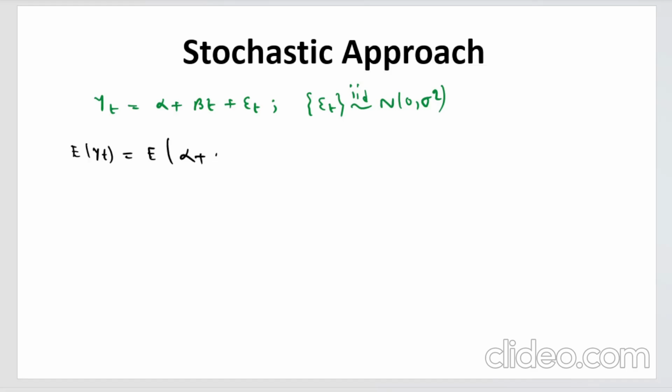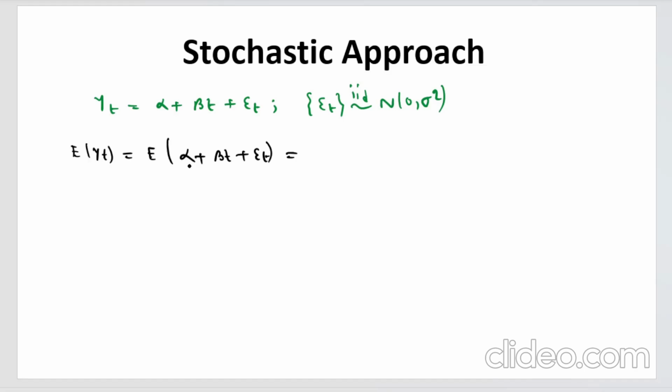Yt is given to you as alpha plus beta t plus epsilon t, where this epsilon t follows IID normal 0 sigma square, right? This is given to you and you want to find out the expected value of yt. How do you do that? Expectation of alpha plus beta t plus epsilon t. Simply I have written this yt value here.